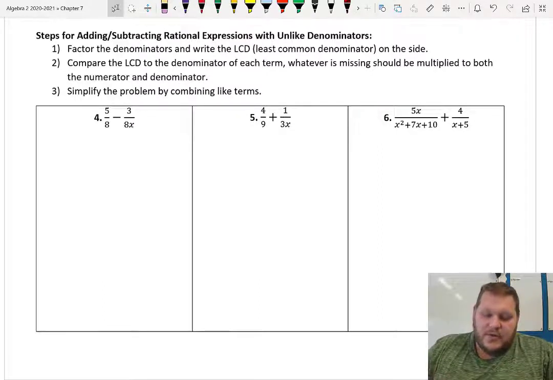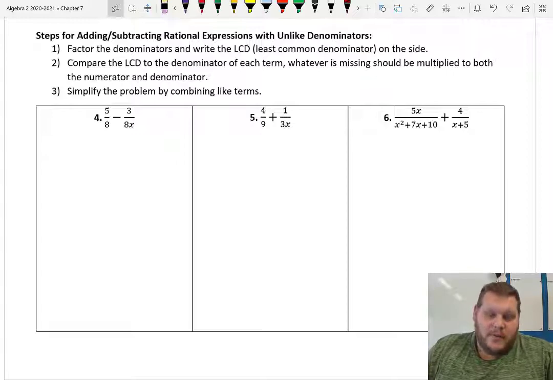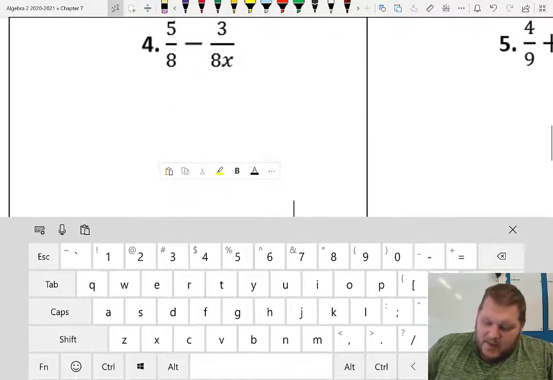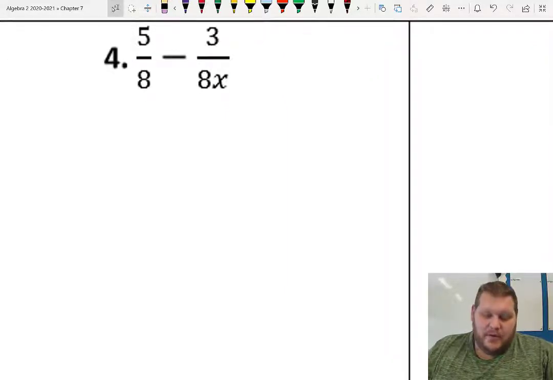So our first step for finding those common denominators or adding unlike denominators is factoring out my denominators. From there, we'll compare our two lists. What's my least common denominator that includes all of those factors, and then multiply by what's missing before we go ahead and simplify the problem after we've combined them together. So, sounds super complicated, but you'll get the hang of it as we go through and do this.